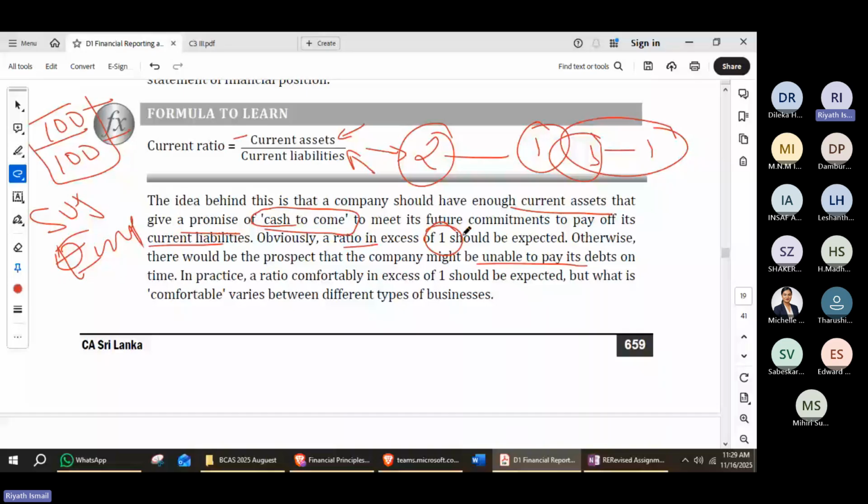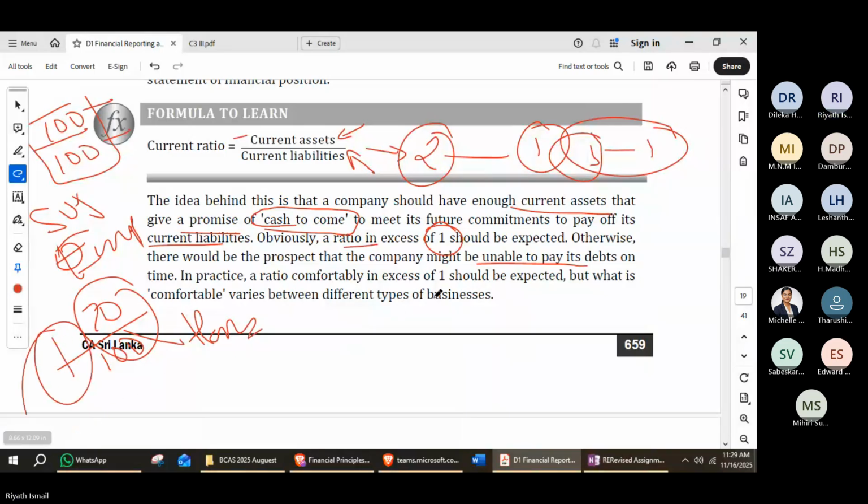If it is less than that, say for example we have 70 rupees receivable and we have to pay 100 rupees payable, then it's very hard. It's a very hard time, right? We have no sufficient liquid working capital to pay. So the ideal one is one.